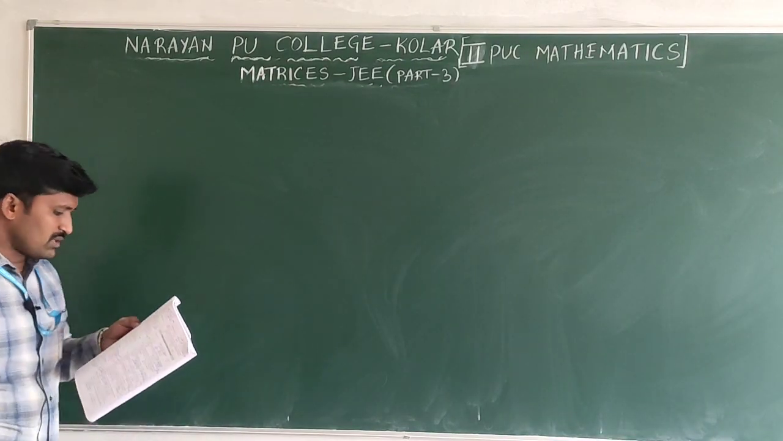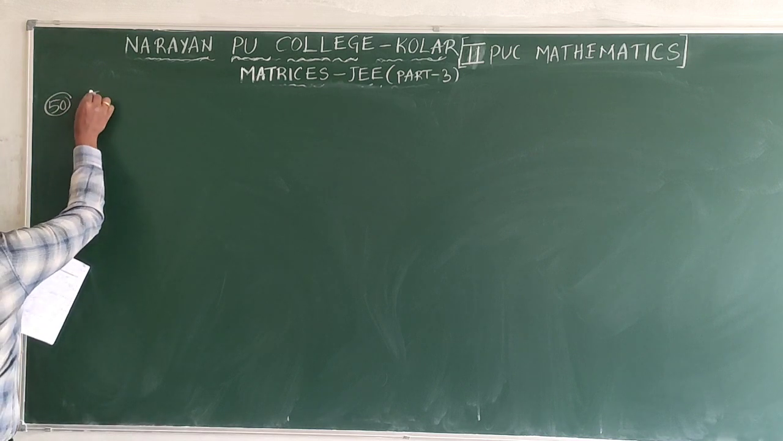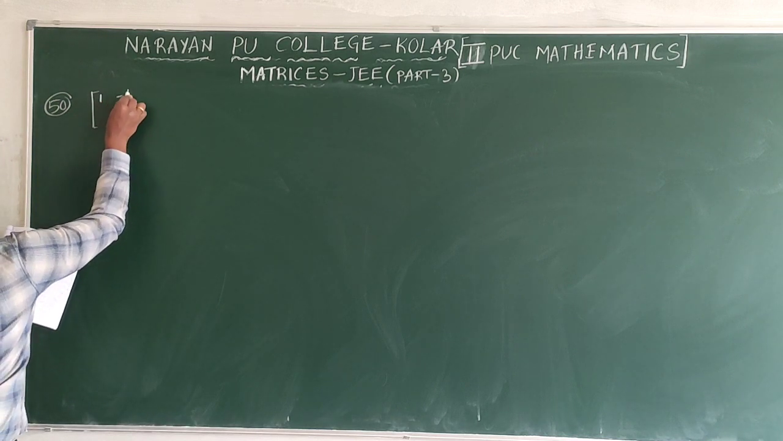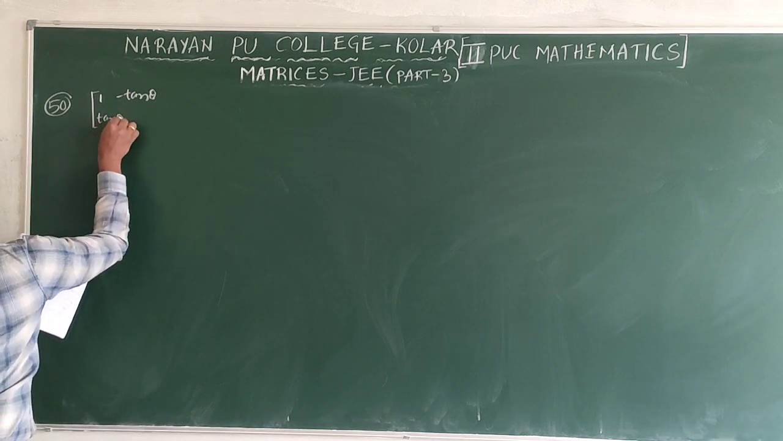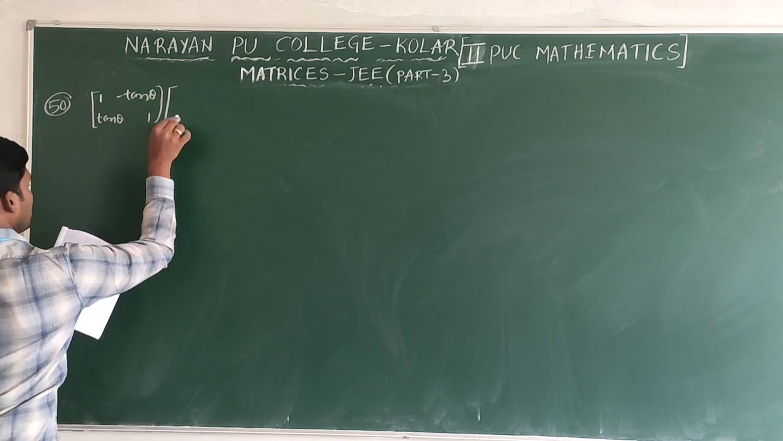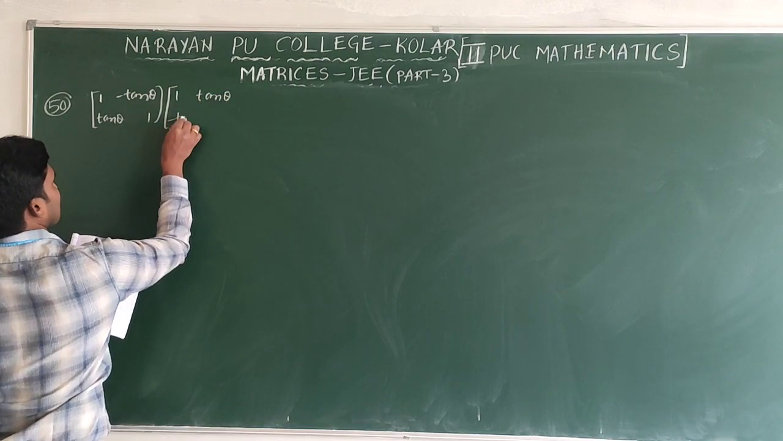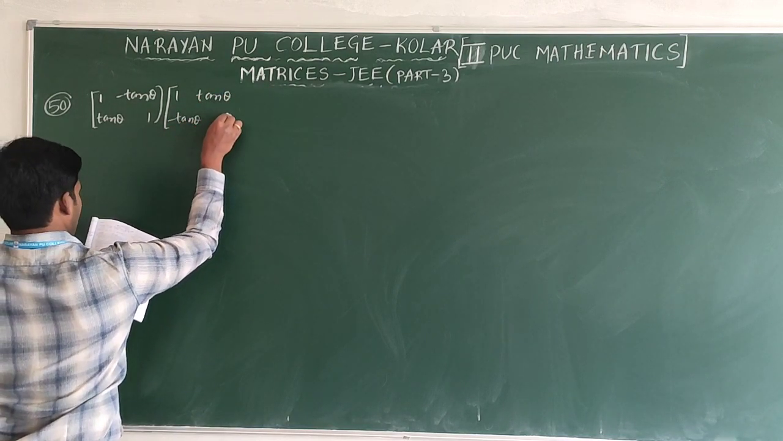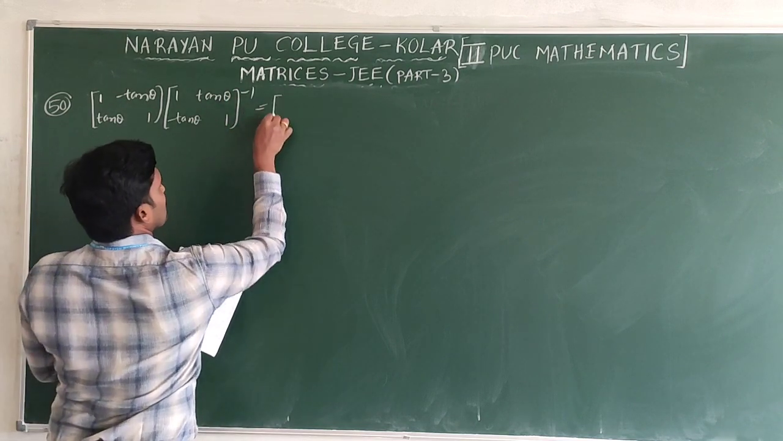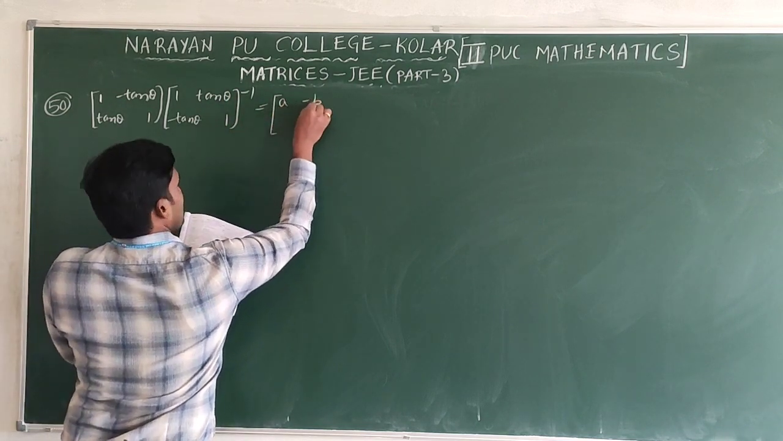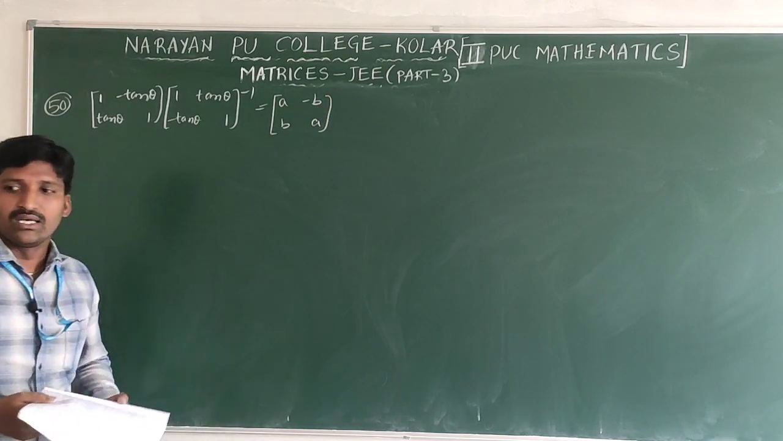Next, question number 50. They have given the first matrix 1, minus tan theta, 1, into 1, tan theta, minus tan theta, 1, whole inverse equal to the matrix given, A minus B, B A. We need to find A value and B value.